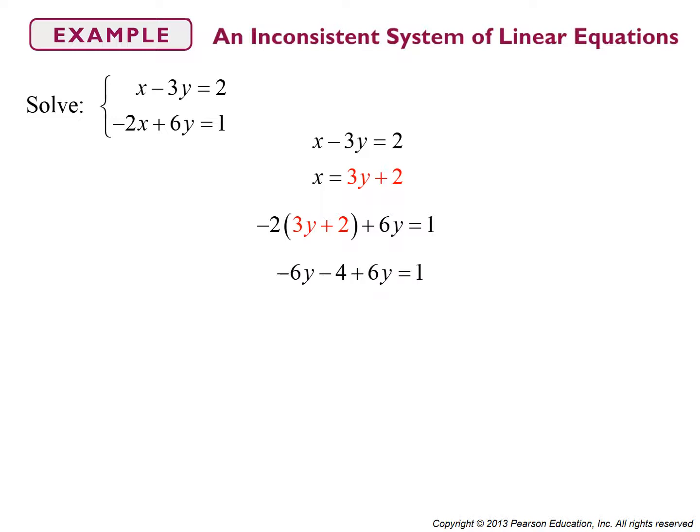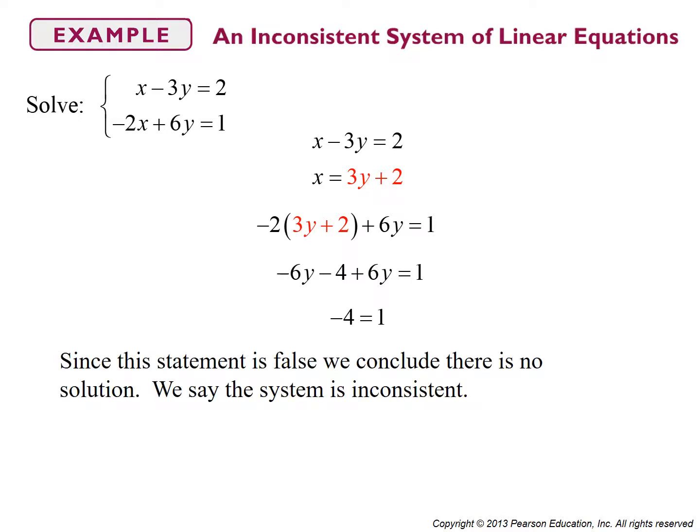Distribute, we get negative 6y minus 4 plus 6y equals 1. And here we got a special case. If we combine the y's together on the left side, we end up with negative 4 equals 1. There are no more variables, and this is a false statement because negative 4 does not equal 1. So that means that there is no solution to this system, and we call that system inconsistent.